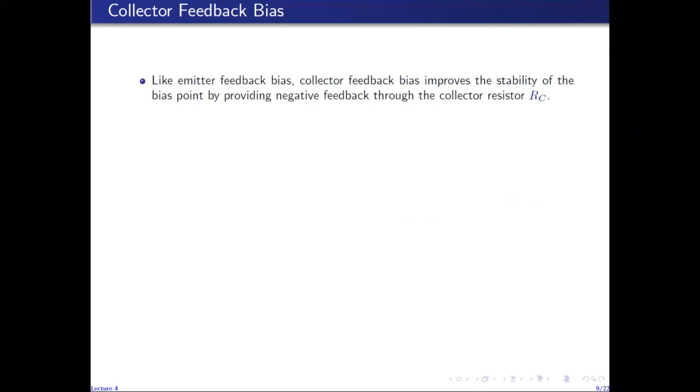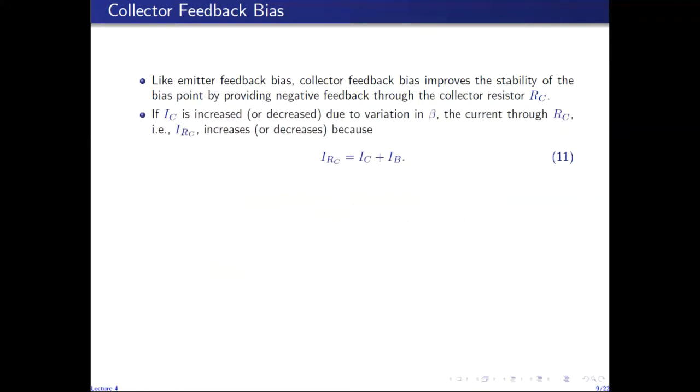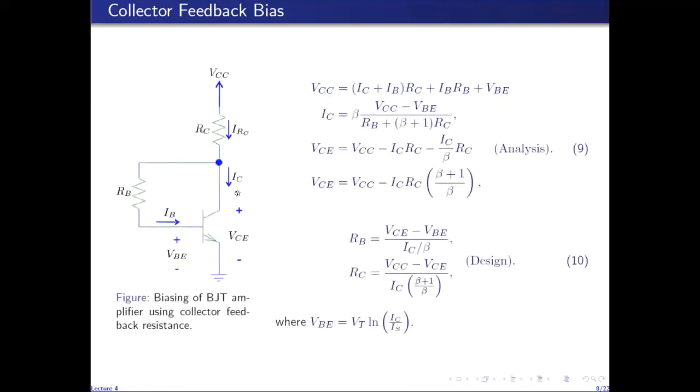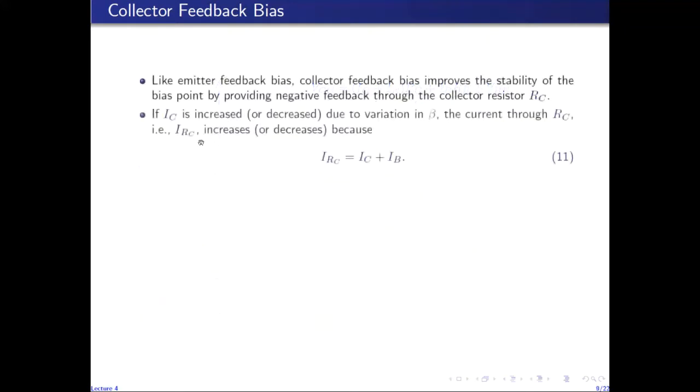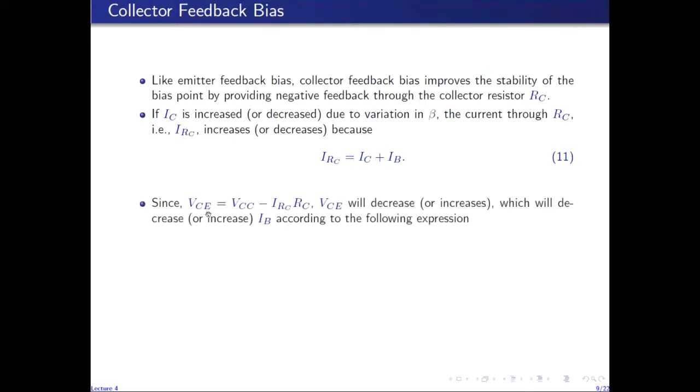So like I said, the collector resistance provides negative feedback and helps in maintaining the stability of the bias point. Again, we can see this by assuming that IC is increased due to some variation in beta. Then this increase in IC will increase the current through RC, and since VCE is given by this relation, the increase in current through RC decreases VCE, which will decrease IB according to this relation.